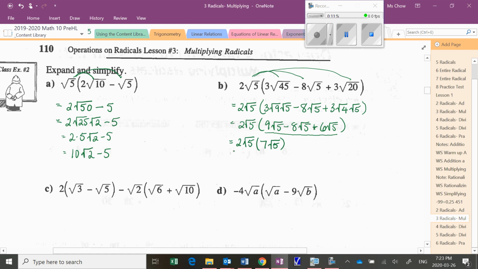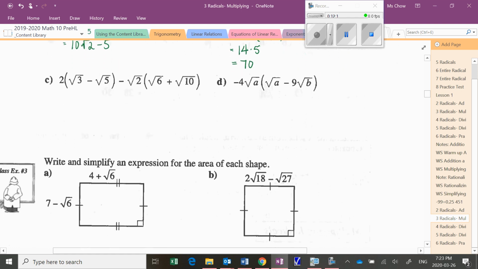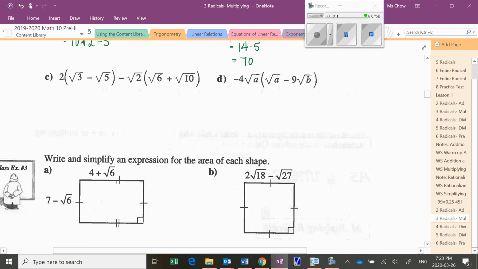Now we've got 2 times 7, which is 14, and then root 5 times root 5 is of course just 5, so 14 times 5, and there we have it. The answer is simply 70. Excellent. Okay, let's take a look at part C.